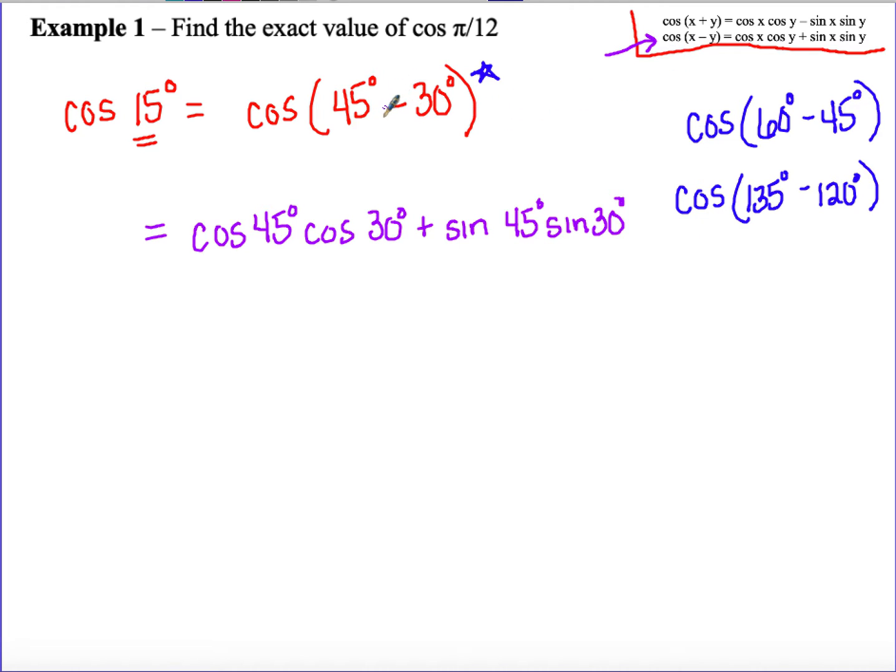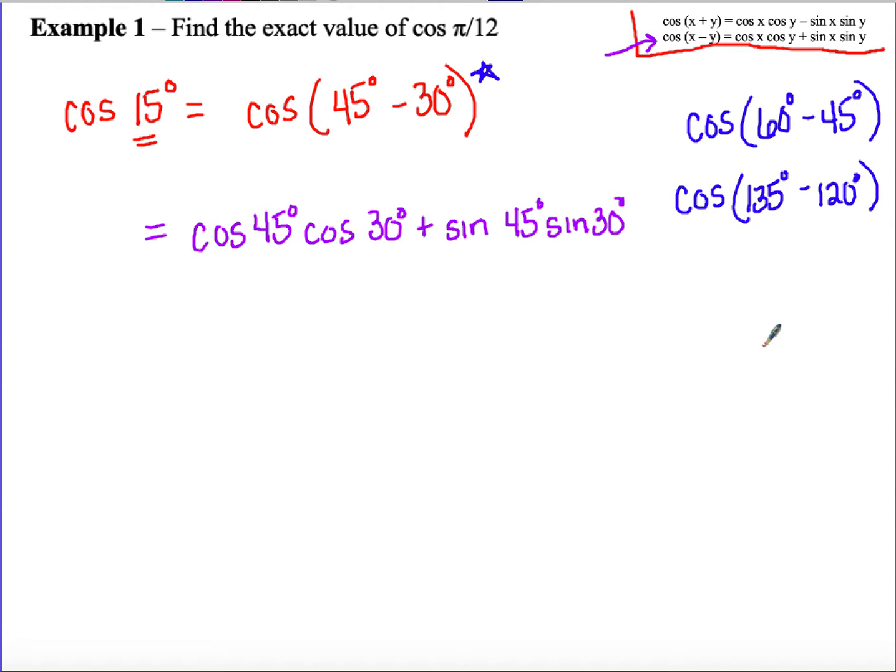Again, I don't have to worry about this as a negative 30. It's just subtraction, and the formula takes care of itself. Again, go back to your textbook. They'll have an explanation in there as to where that comes from if you're curious. Now we're going to evaluate the cosine of 45, cosine of 30, sine of 45, sine of 30.